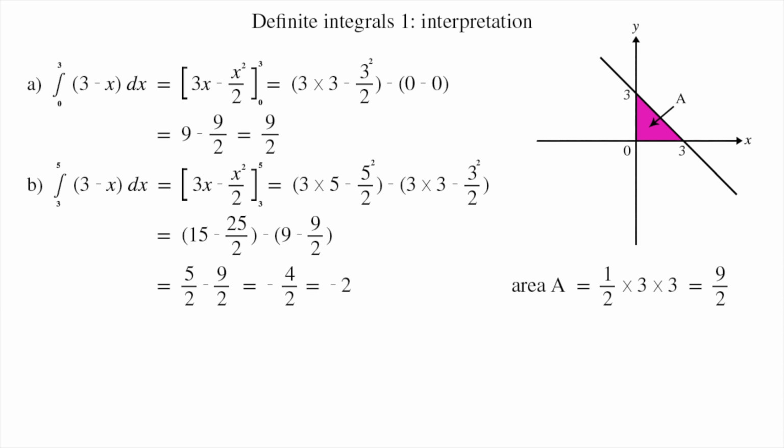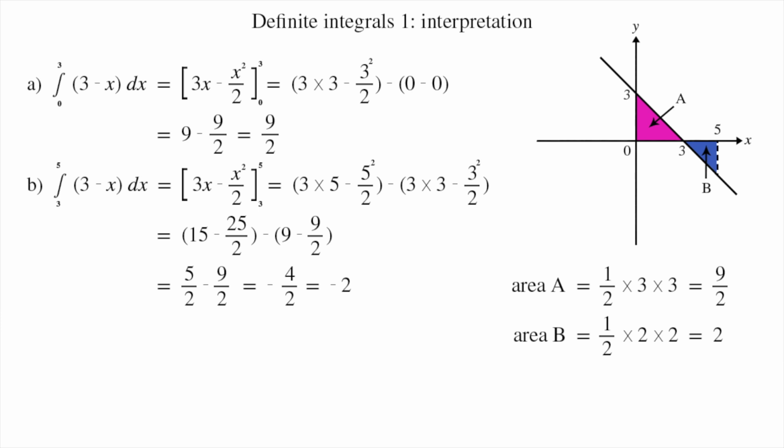If we return to our diagram, then the area we've computed is the following. Let's call it area B. And area B is equal to 1/2 times 2 times 2, which is 2. However, our integral is equal to minus 2. That's because area B lies below the x-axis. When we're computing definite integrals, areas above the axis will be positive, but areas below the axis will be negative.